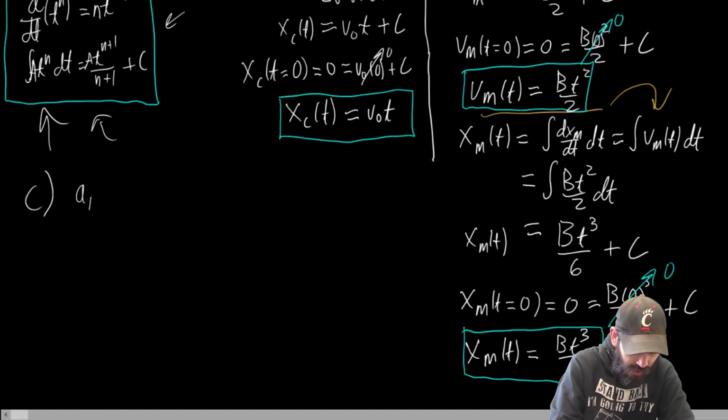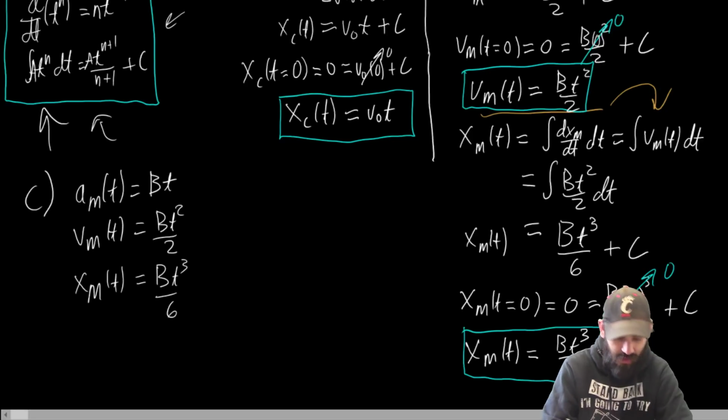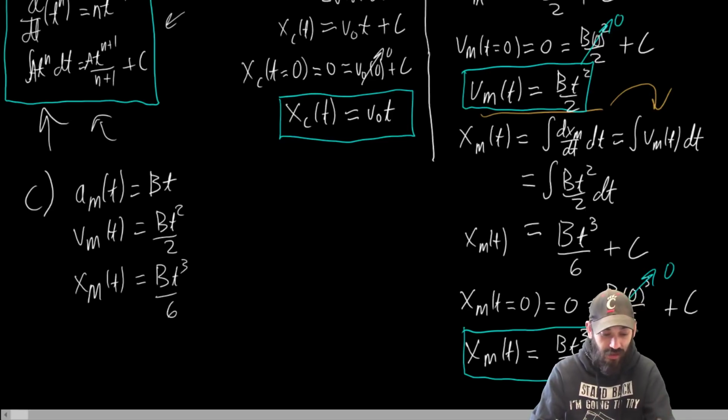So this is A sub m of t is equal to B times t. V sub m of t is going to be equal to bt squared over 2, and x sub m of t is going to be equal to bt cubed over 6. Okay. Now let's look at the dimensional analysis.